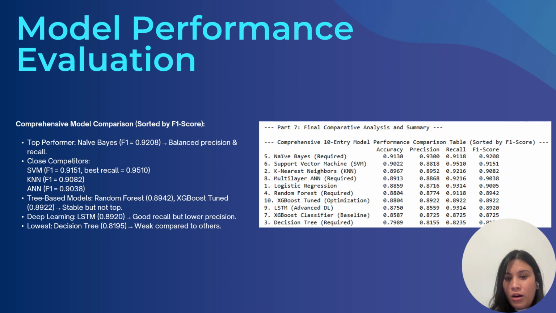It actually achieved the absolute best recall at 0.9510, and all the three best models, including random forest at 0.8942 and the tuned XGBoost at 0.8922, are highly stable and robust. Our deep learning models, the ANN at 0.9038 and LSTM at 0.8920, were competitive, but importantly, they were not superior for this dataset size. This analytical result forces us to question the complexity bias, in the case of simplicity and interpretability giving us the predictive power as well.